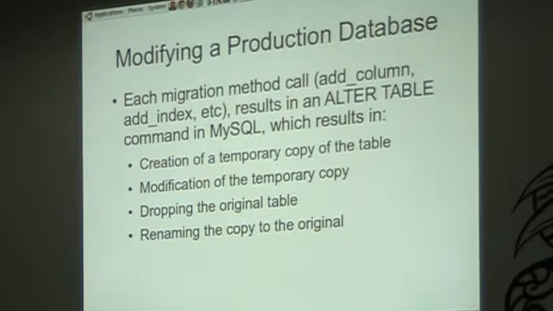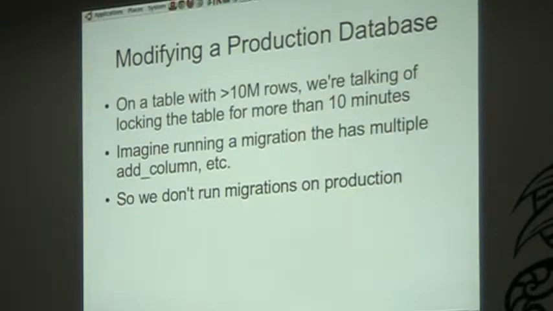So if you have in your Rails migrations add column, add index, remove column, each line there translates to an alter table command. So imagine on a big database, a big table, a table with 10 million rows on one of our actual tables. We're talking of locking the table for more than 10 minutes.